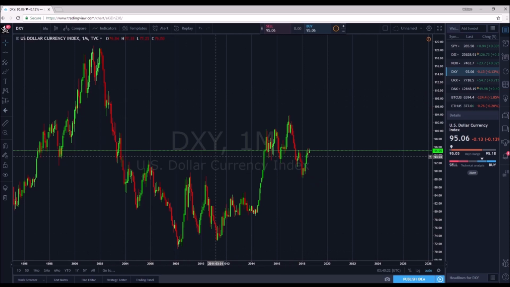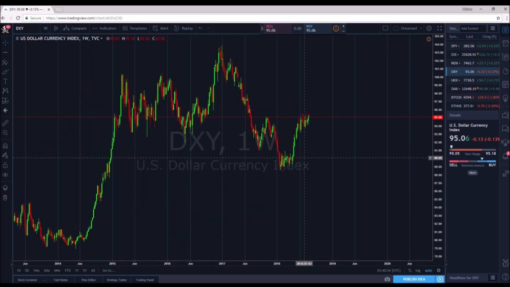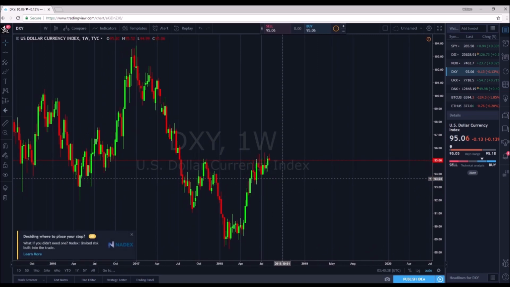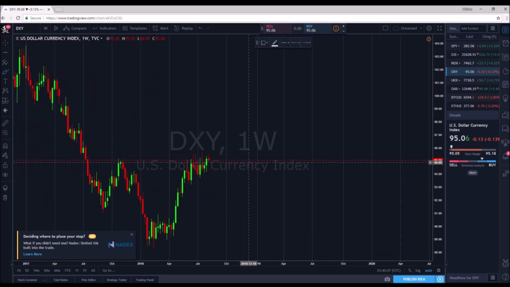Okay, but anyways, this is what I'm looking at to start every trade week. I'm looking at the dollar index to see how it's been moving over the past few months. And then I'll obviously take a look at the weekly here. We've been getting a lot of rejection on the weekly. We got a breakout of this resistance level that was formed right here. I don't know if you can see it.